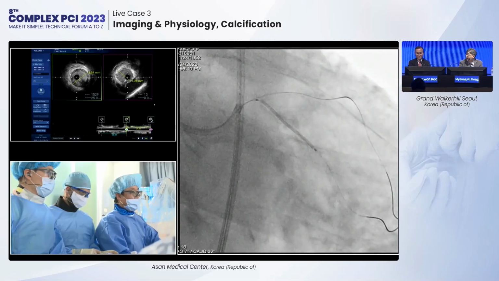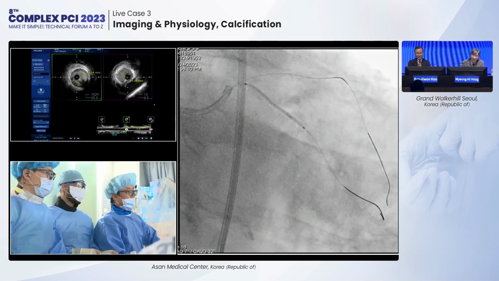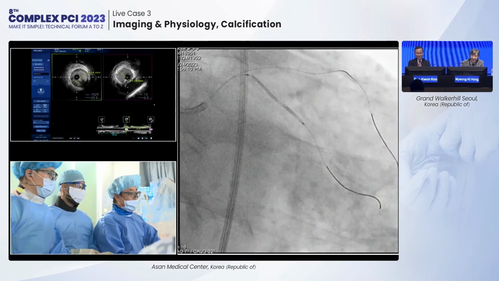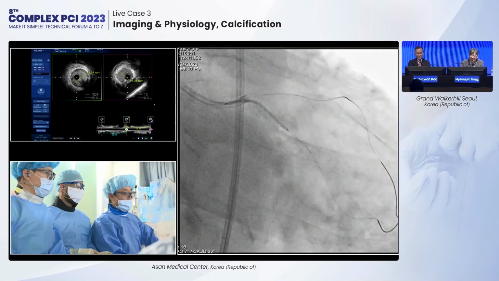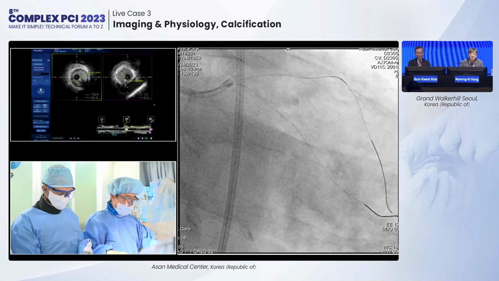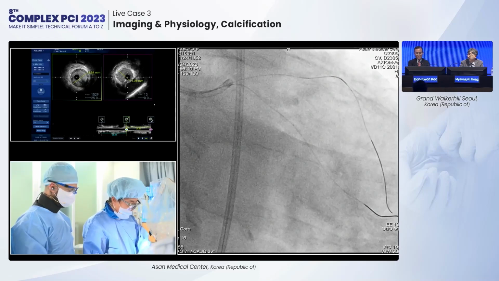Yes, like this, and this is where we tried to push the stent, and it did not pass well, like this. So we did the additional balloon, and if the stent did not pass well, we will use the guide extension.